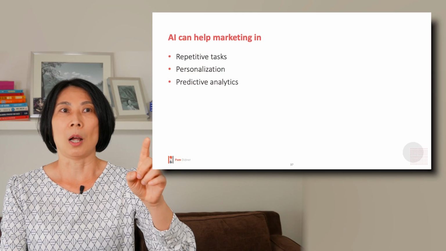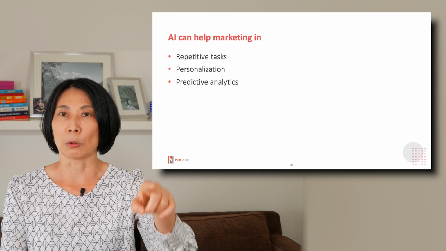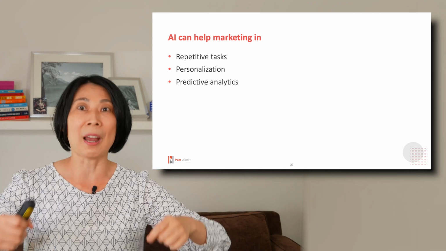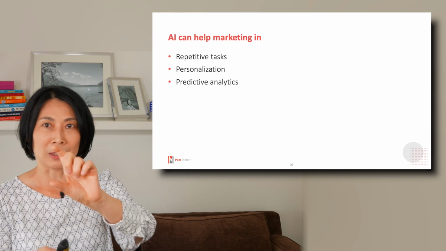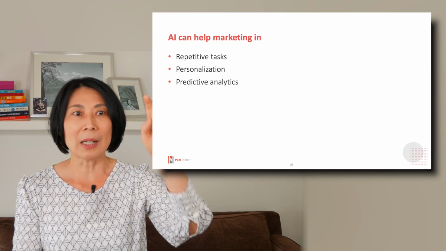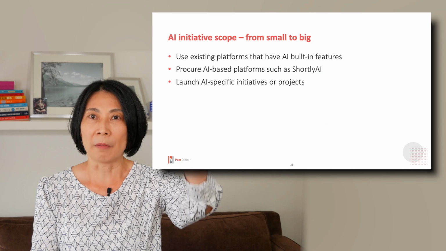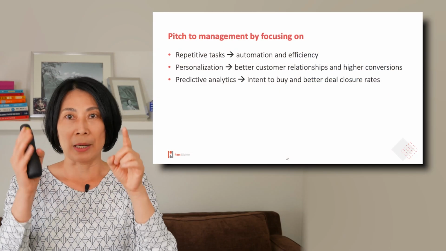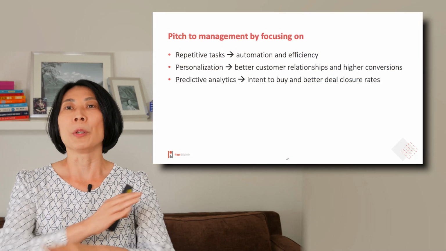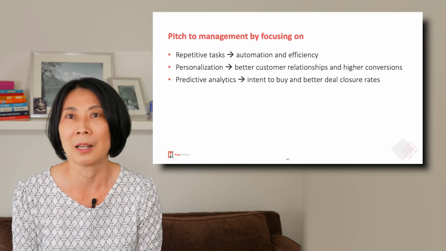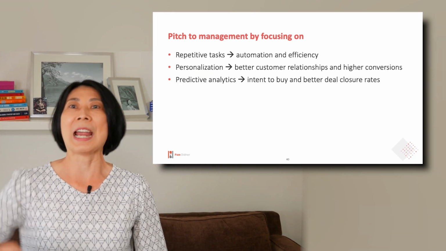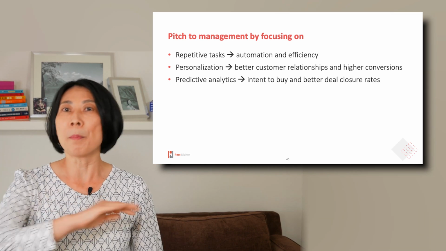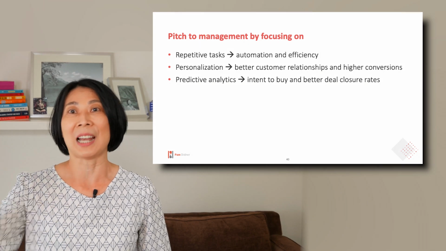Does that make sense? I talked about how you have to look into these 3 categories. But when you put the pitch together, you have to think a little bit differently. You have to think about what the outcomes of the scope are that I want to talk about. Let me show you. If you want to do an initiative to replace the repetitive tasks, you cannot go to management and say, hey, I want to minimize or replace some of the tasks I'm doing.